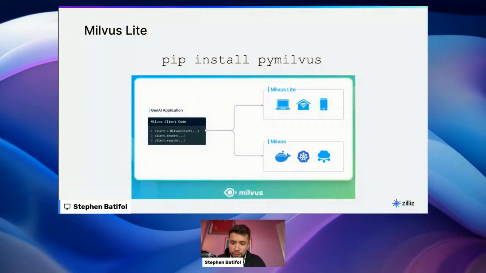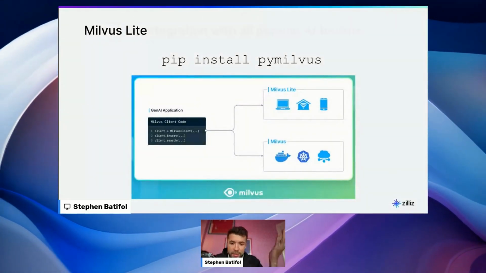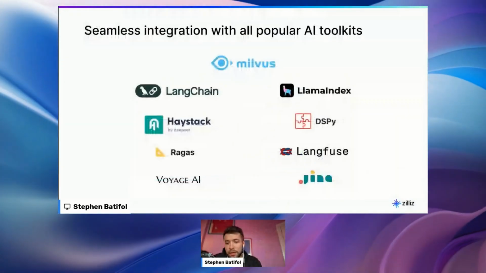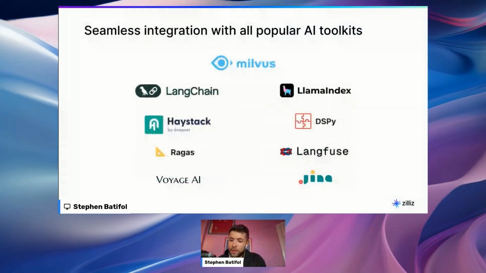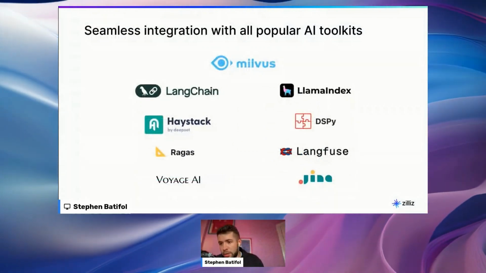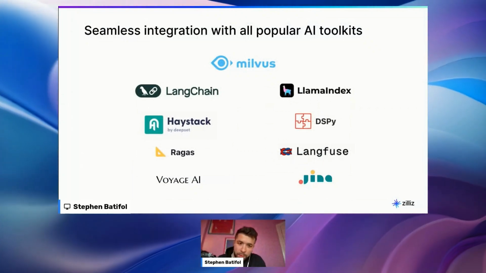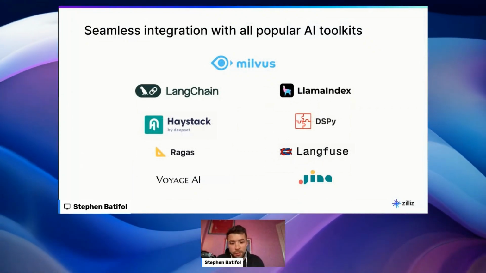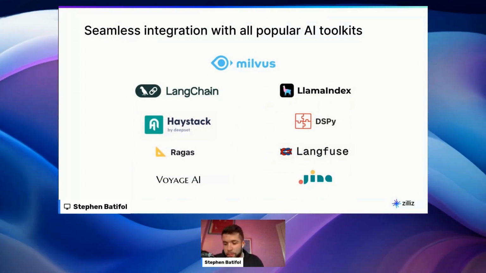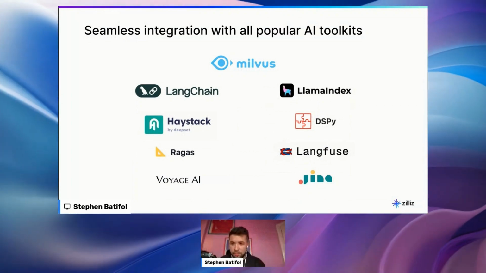Everything can work everywhere. We have integrations with different AI toolkits: the usual, LangChain, LlamaIndex, Haystack as well. I'm not going to list them all. There's Jina AI as well, which we work with, especially for the embeddings and re-rankers. But yes, we work with a lot of AI toolkits. That's all about the introduction for Milvus, what we are.